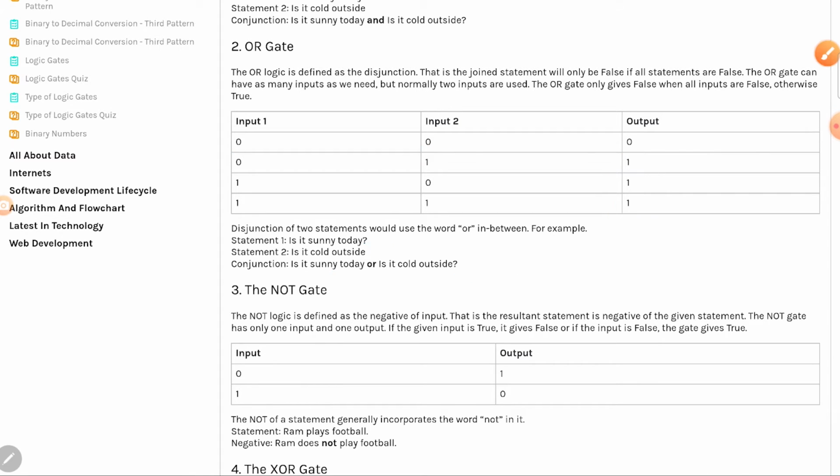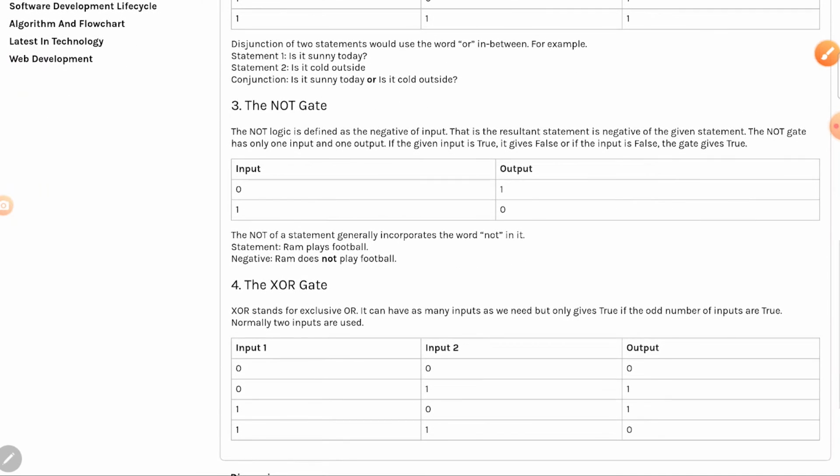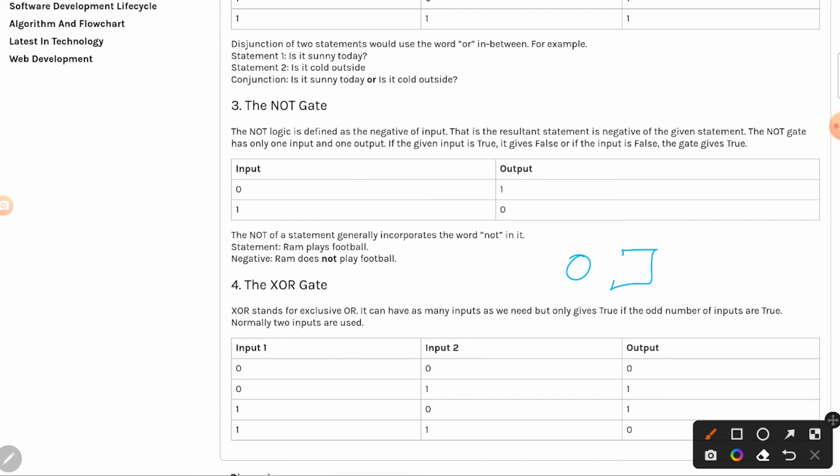The third logic gate is NOT, which in fact does the reverse of the decision. So if you say that Ram plays football, I will say Ram does not play football. This actually negates the statement, and negates the input. So if I give the input and then apply the NOT logic gate here, if the input is off, then the output would be on because of this NOT logic gate. It is exactly the opposite.